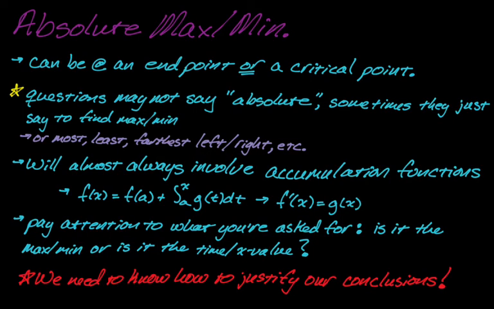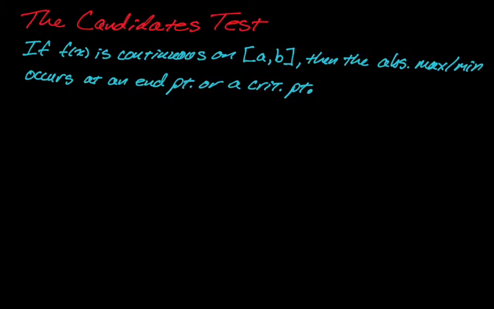For absolute maximums and minimums, we have the candidates test, which is one of my favorite things in calc to do. So the candidates test says, if f of x is continuous on the closed interval AB, then the absolute maximum or minimum of f of x occurs at an endpoint or a critical point. That's all it says, but it does a ton of work.